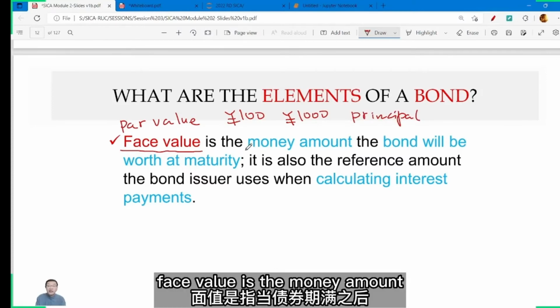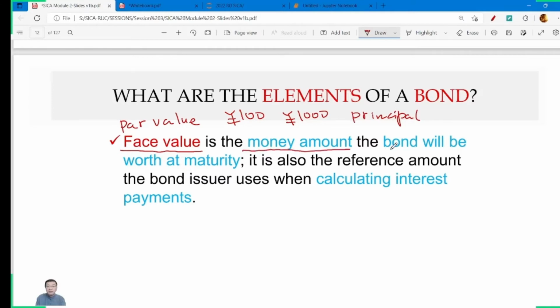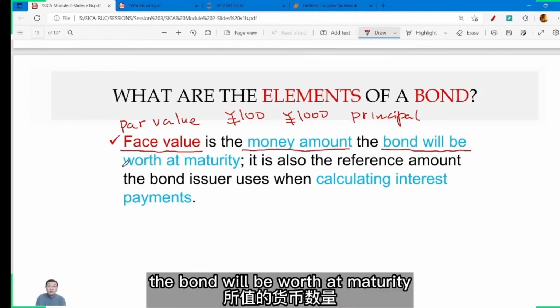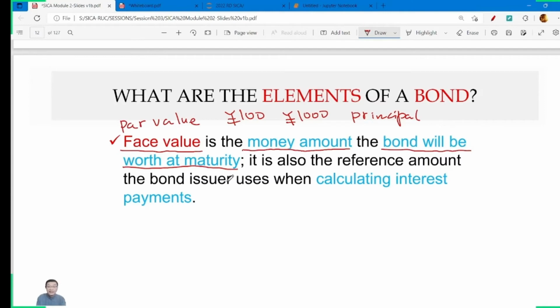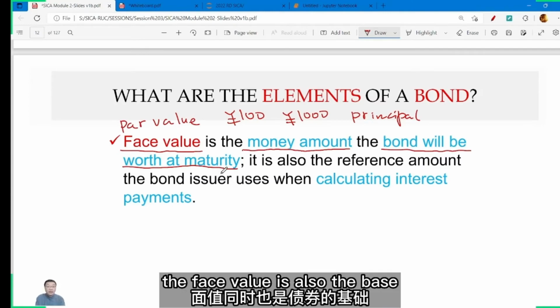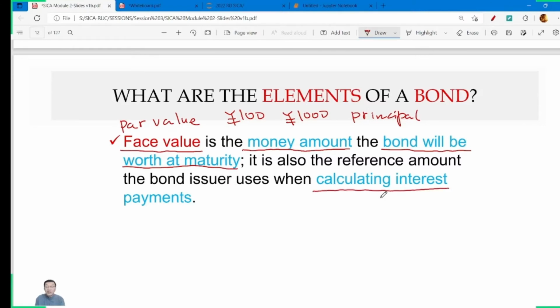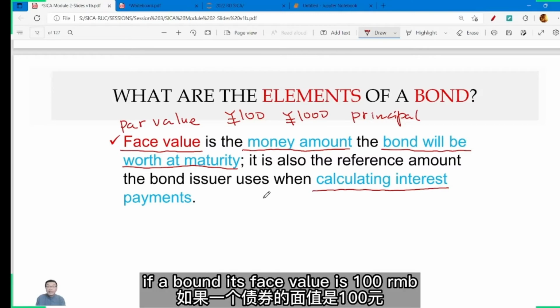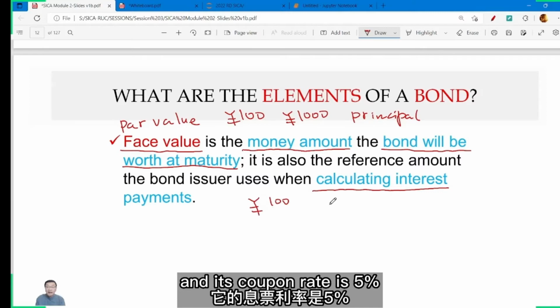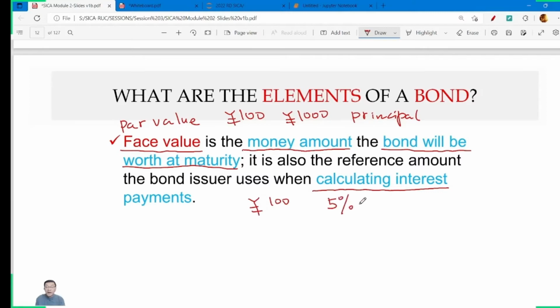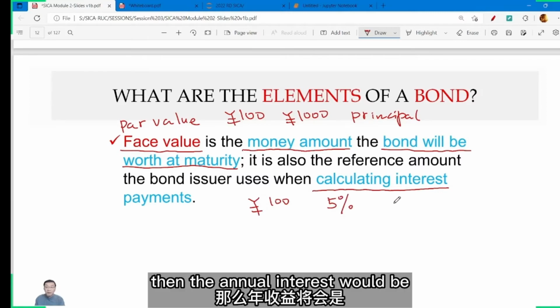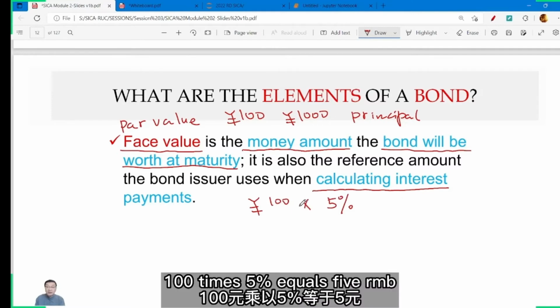Face value is the money amount the bond will be worth at maturity. The face value is also the base for the bond to calculate interest payments. For example, if a bond's face value is 100 RMB and its coupon rate is 5%, then the annual interest would be 100 times 5% equals 5 RMB.